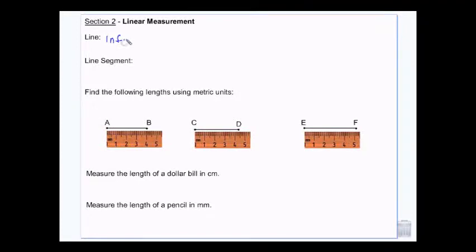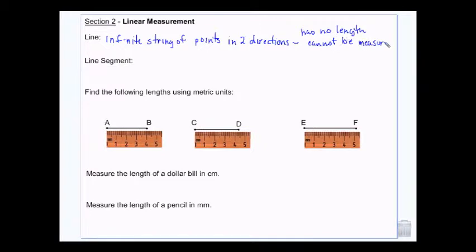A line is an infinite string of points. Okay, because a line is infinite, it has no length because it cannot be measured. We can't measure infinite things.